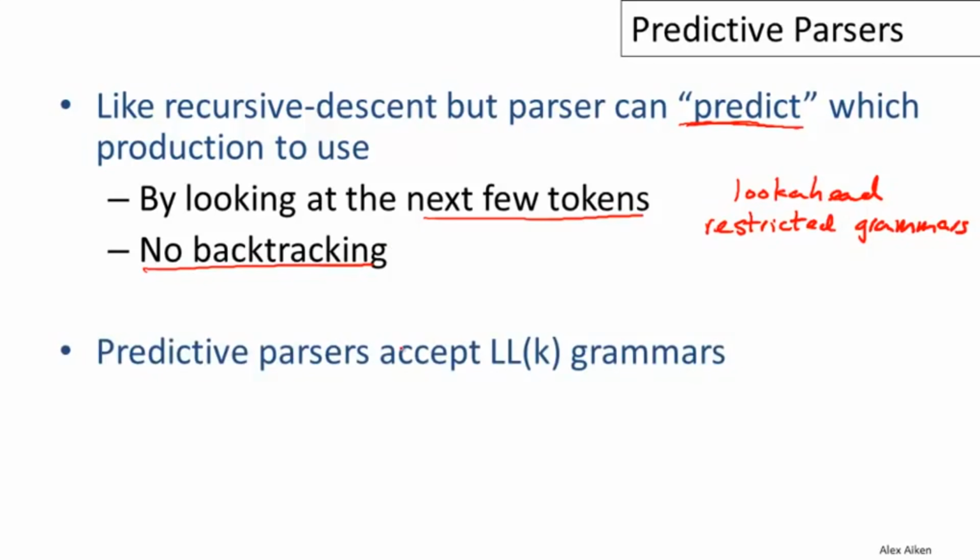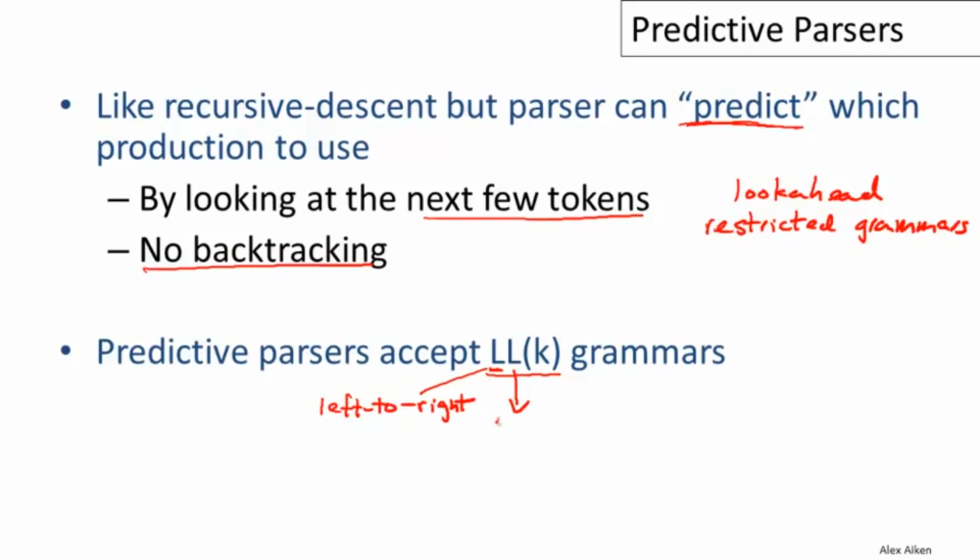Now, predictive parsers accept what are called the LL(k) grammars. And this is a really cryptic name, so let me explain it. The first L stands for left-to-right scan. That means we're starting at the left end of the input and reading left to right. And in fact, that's what we always do. So all the techniques that we look at will have an L in the first position.